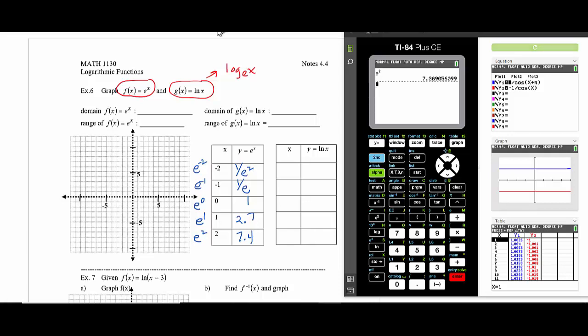So we're just going to estimate these points. Let's just plot these points. So we have 0, 1. And then we have 1 and about 2.7, just estimate. Then over 2 and up a little over 7. So the graph of e to the x is going to be this graph. Okay, that's your exponential function like we've learned earlier. Okay, so that's how that goes.